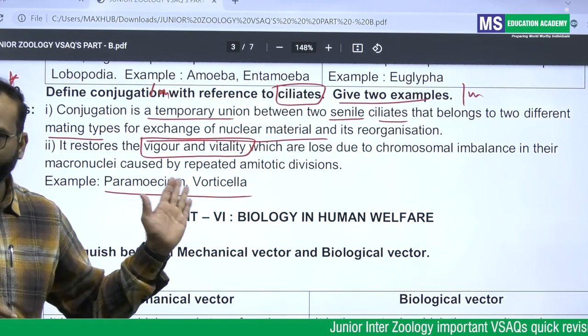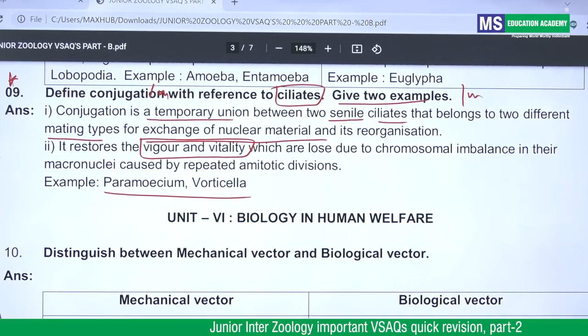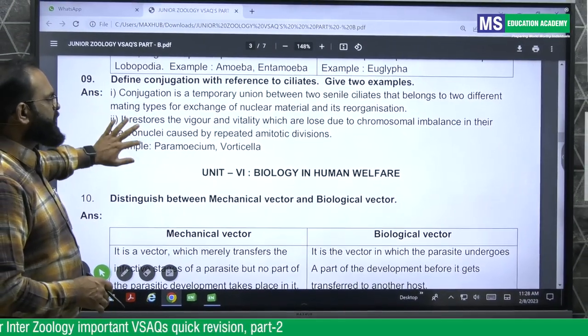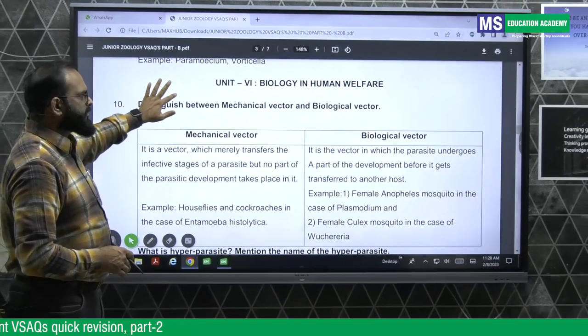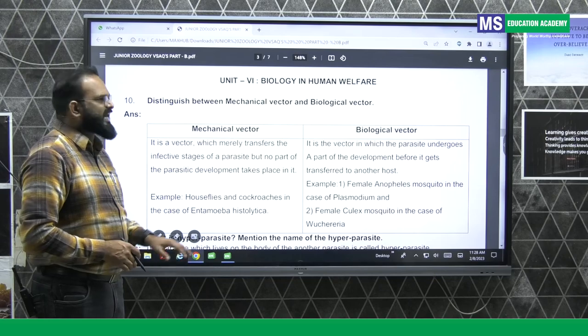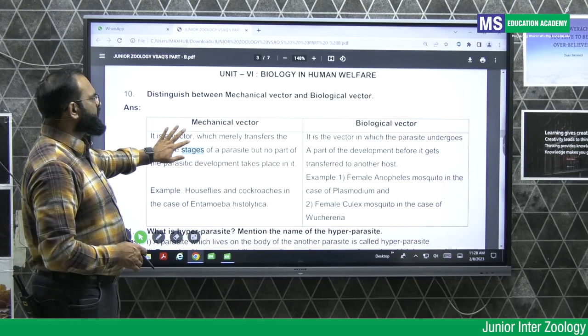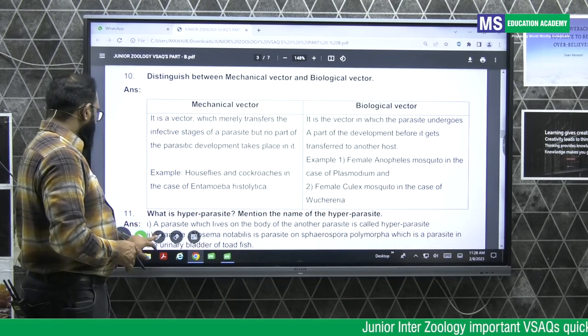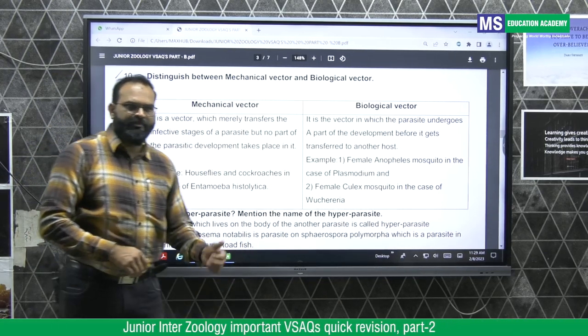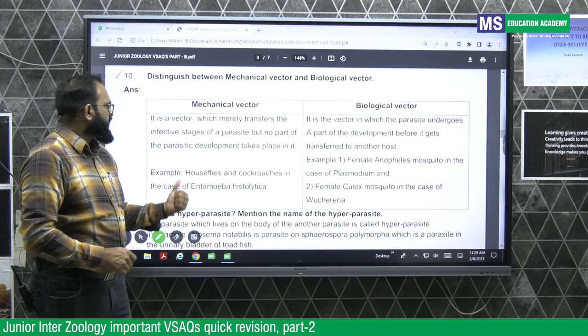Hope, students, you are getting this. So we have completed all important questions in locomotion and reproduction. Now let us switch to another important chapter, biology in human welfare. Distinguish between mechanical vector and biological vector. Important question, even this one.